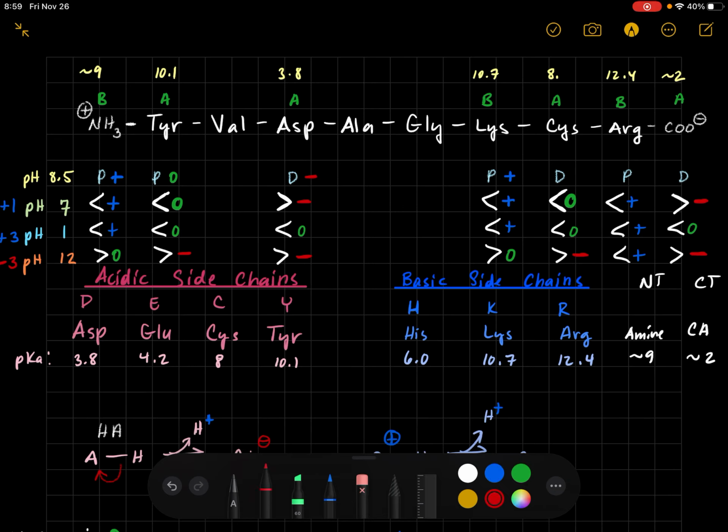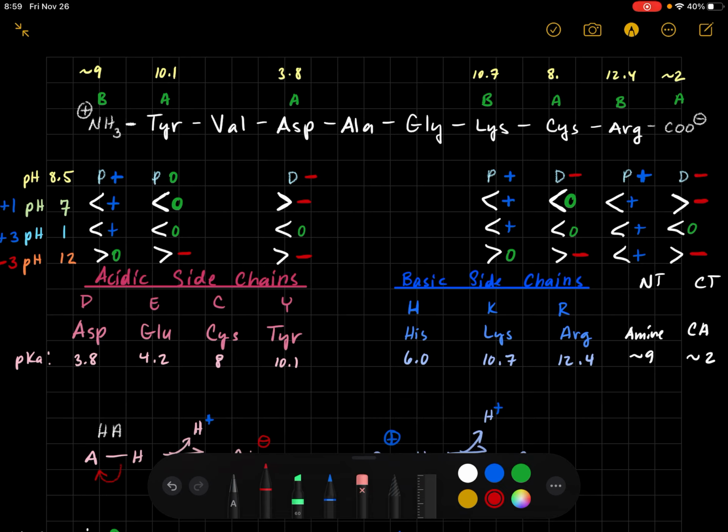Cysteine is an acidic group and will be net deprotonated, so it will have a net negative charge. Arginine will be protonated, and it is a basic group, so it will have a net positive charge. And the C-terminal carboxylate will be net deprotonated, and therefore it will have a net negative charge.